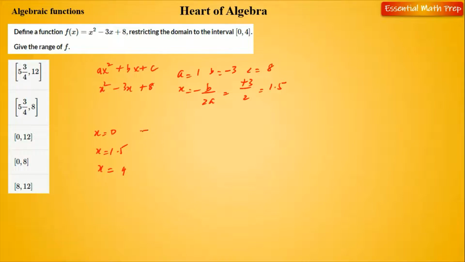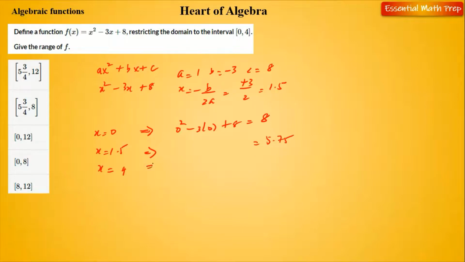So if x equals 0, that means 0 squared minus 3 times 0 plus 8 equals 8. For x equals 1.5, 1.5 squared minus 3 times 1.5 plus 8 is 5.75.